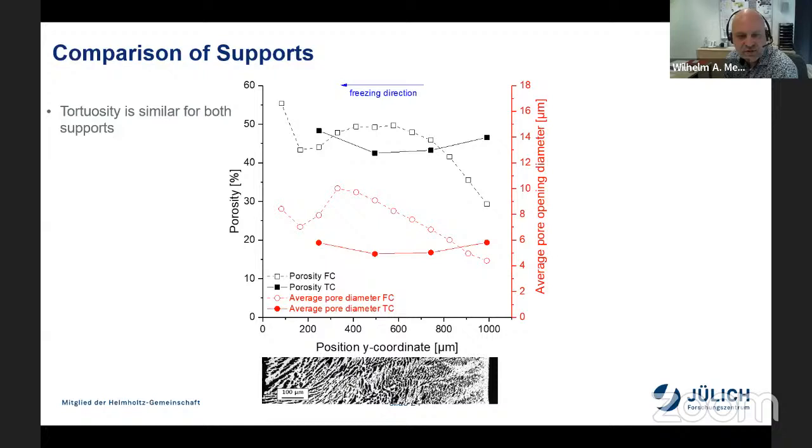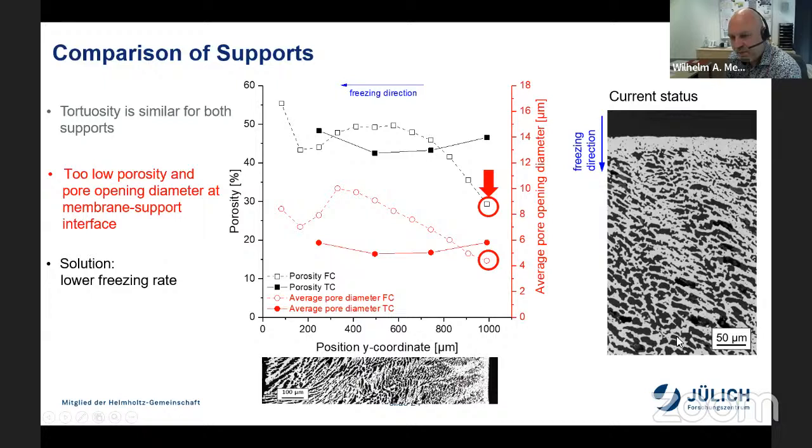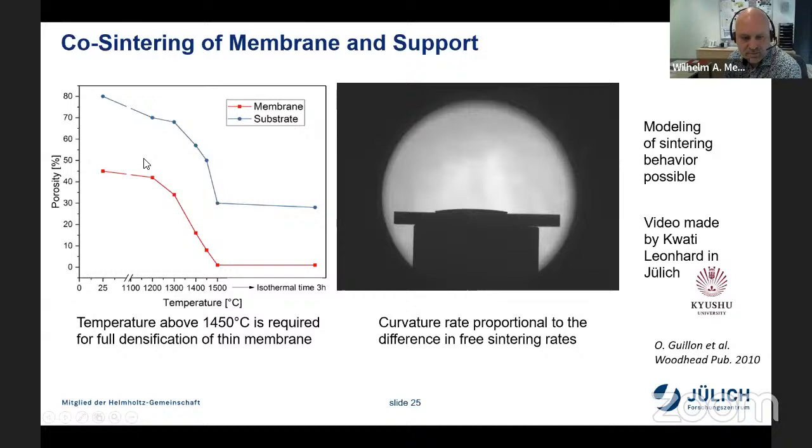That's the pore size over the complete Y coordinate. You see here in the tape casted membrane it's very similar, but in the freeze casted one you see that the pore size is decreasing up to the surface of the membrane. And that is in principle the optimized structure. But unfortunately, the fracture mechanics of these freeze casted membranes are not as good as tape casted membranes, so we decided after trying this to stay with tape casting for our manufacturing. So now you have manufactured your green body, the graded structure, the membrane layer and the support, and the next step is sintering.